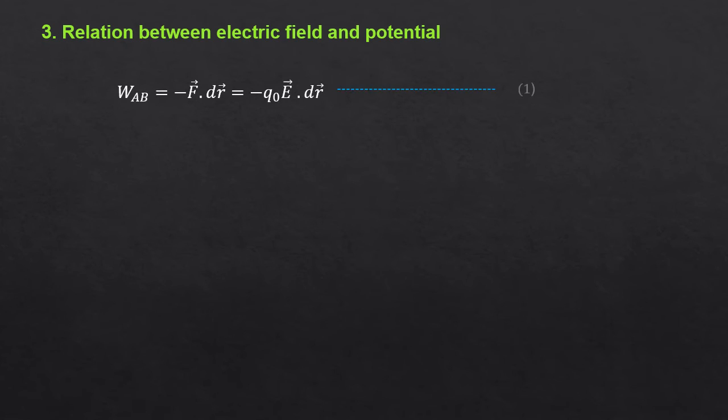And we know that the work done is given by minus F dot dr, or in place of F we can substitute the formula QE or Q naught E. So we will get WAB is equal to minus Q naught E dot dr. This is equation 1. Now from the definition of potential difference, we know the potential difference is work done per charge. So we have VB minus VA, that is the potential difference between the points B and A, represented by dV, is equal to WAB by Q naught. By cross multiplying, you can write the equation for WAB as Q naught dV.